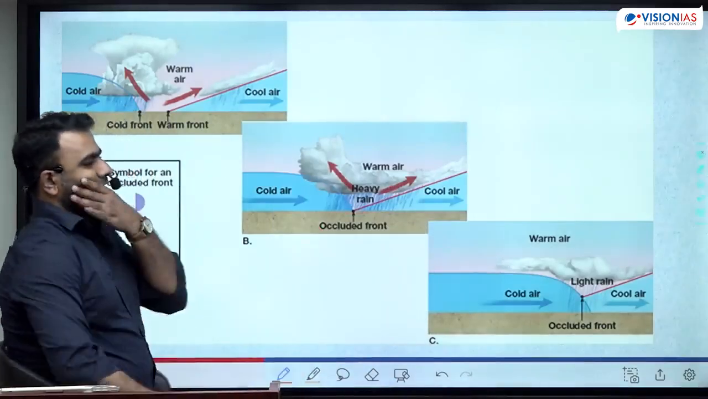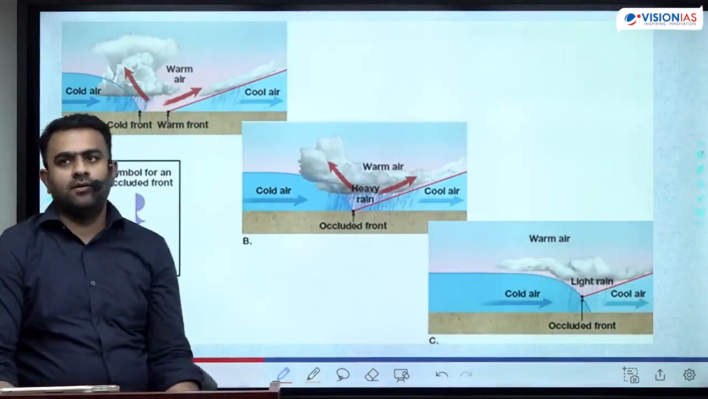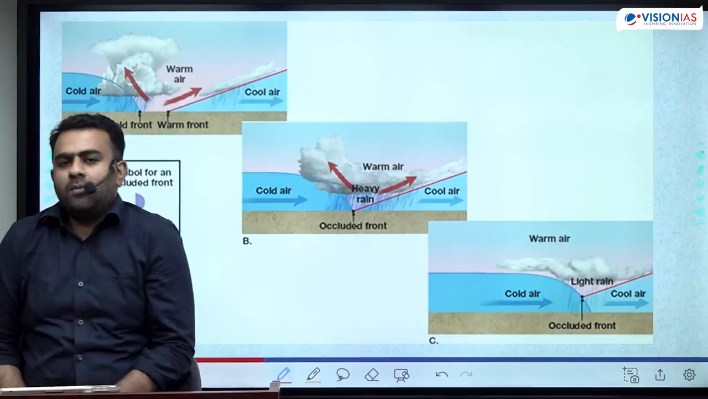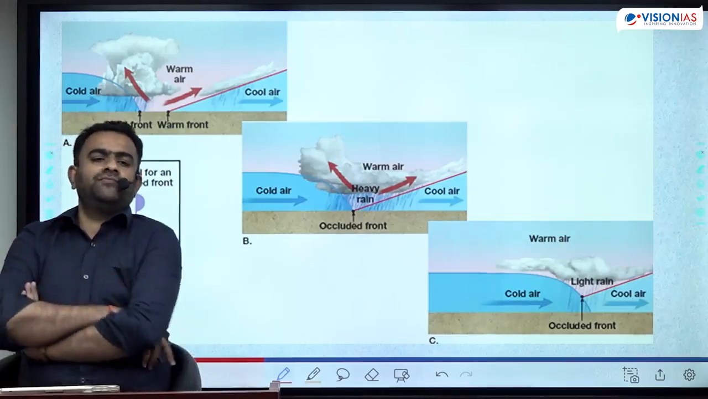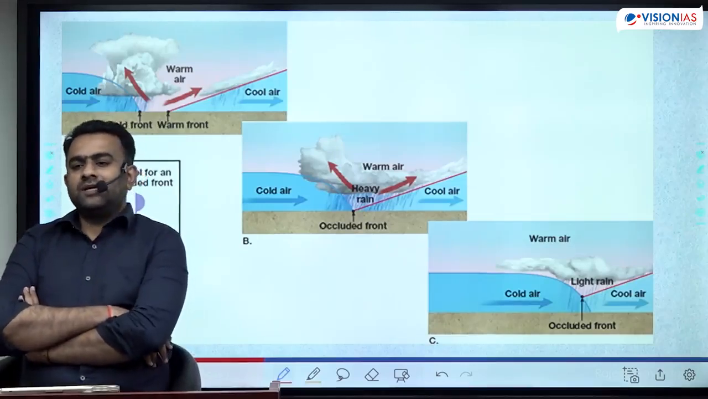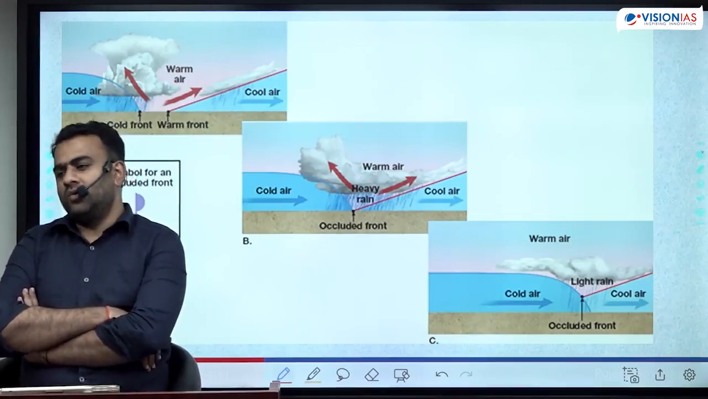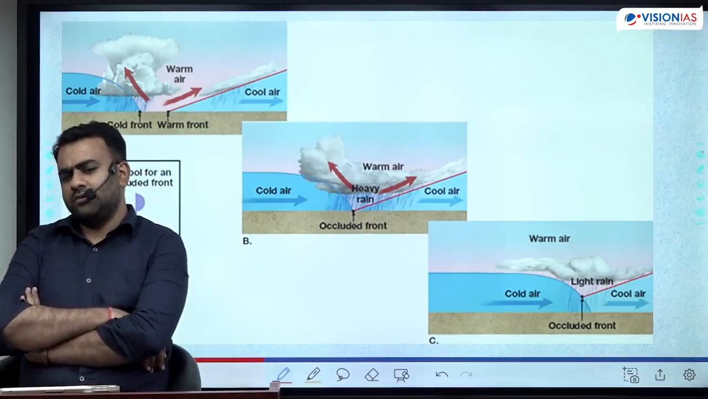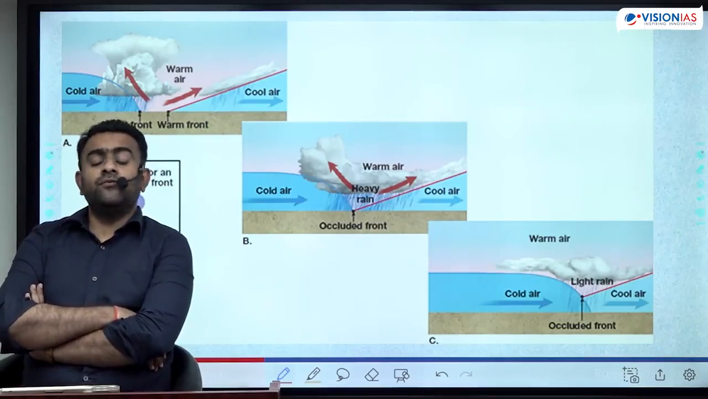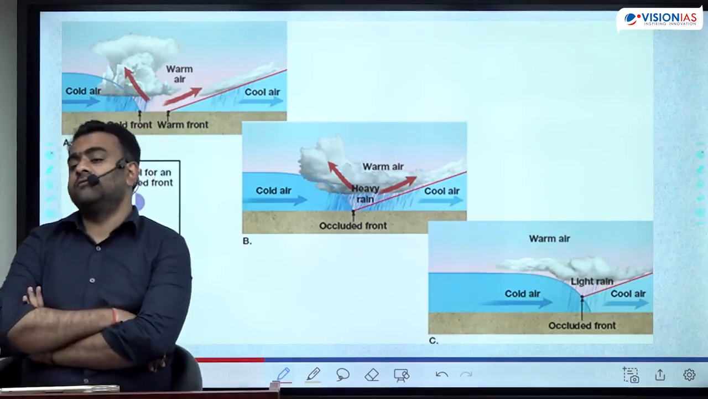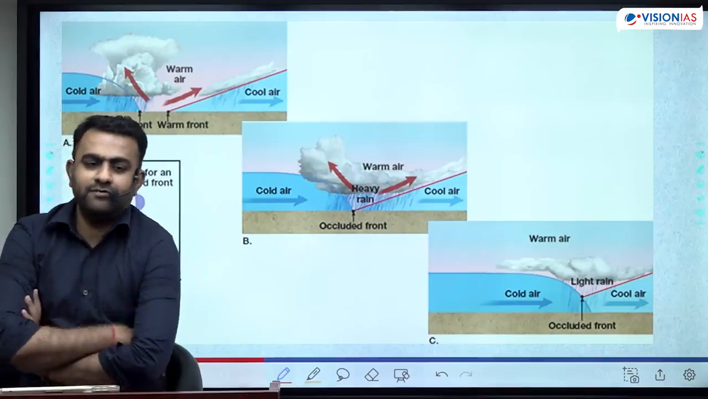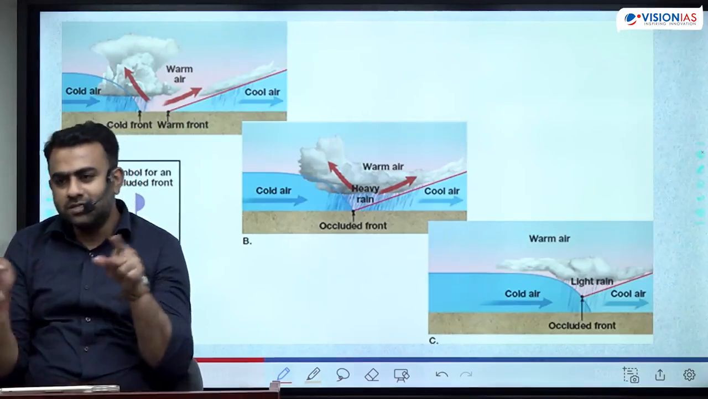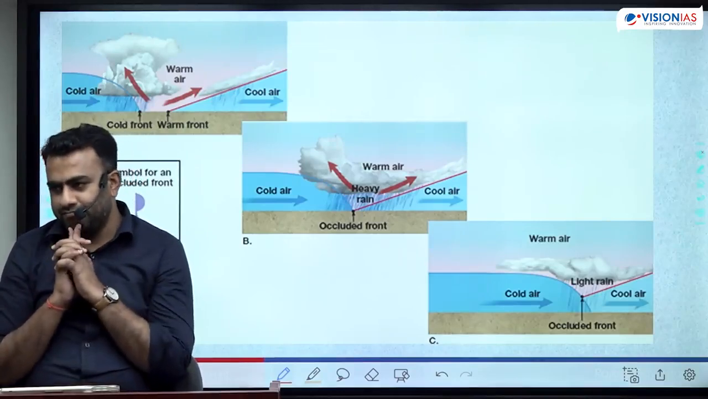What is an occluded front? A warm front or cold front is when a warm and cold air mass meet. Wherever there is a meeting of warm air mass and cold air mass, it results in the formation of warm front or cold front. When a warm front meets the cold front, that results in occluded front. Occluded front is basically a merger of two different fronts.